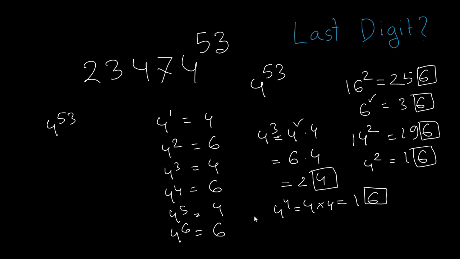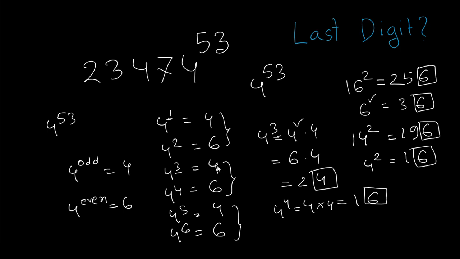So take a look at these calculations. Here we are getting 4 and 6 over and over. If we look deeply, you will notice that when 4 is raised to any odd number, we get 4. When 4 is raised to any even number, we get 6. Look here, when it is 4 to the power 1, we get 4.